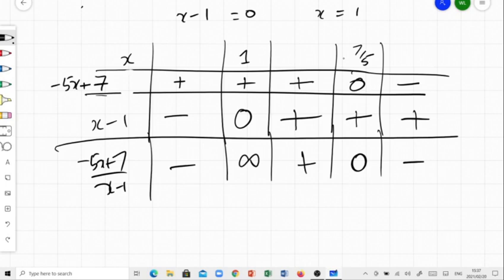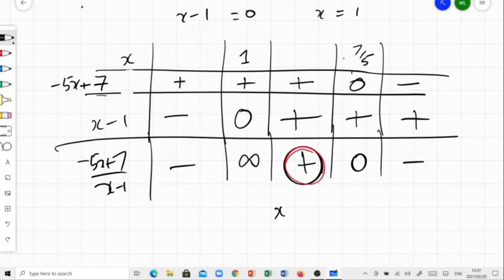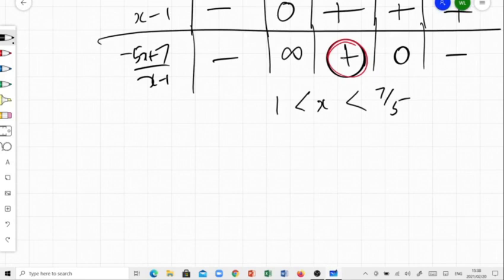So the only time when it is positive is exactly here. Notice that your fraction is positive when x lies strictly between 1 and 7 upon 5. So this is a much quicker way using the sign table. Okay, so this is how we use the sign table.